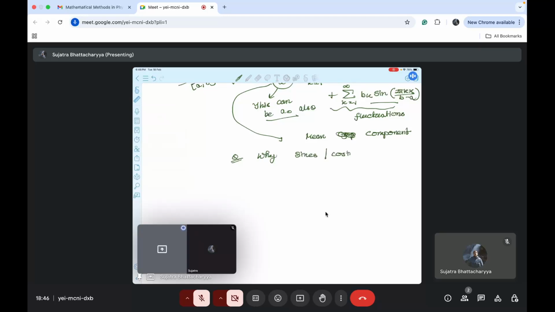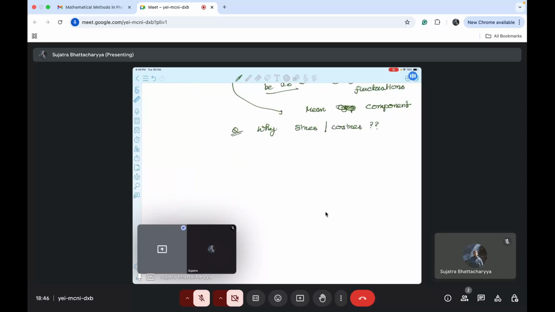Why do we write any non-periodic functions in terms of sines and cosines? Here what happens is that we represent orthogonality. We try to develop the concept of orthogonality, just like we know that i cap, j cap, k cap are mutually orthogonal unit vectors, right? The orthogonal unit vectors.